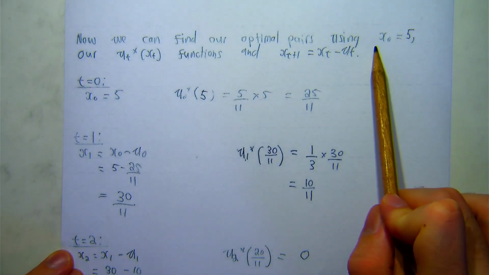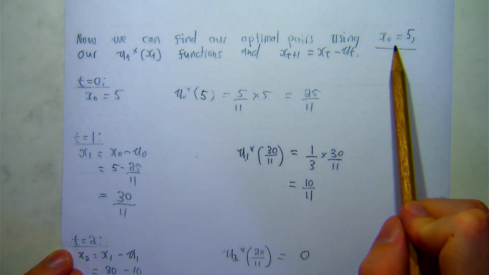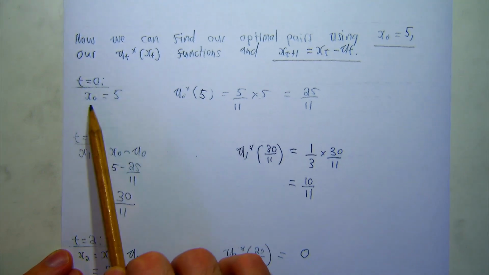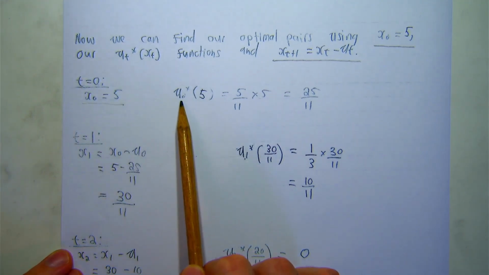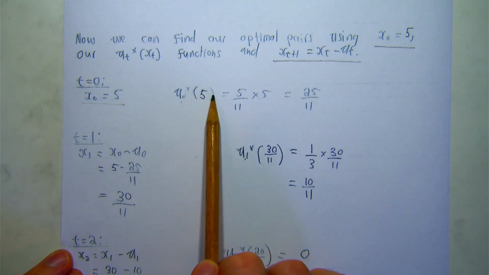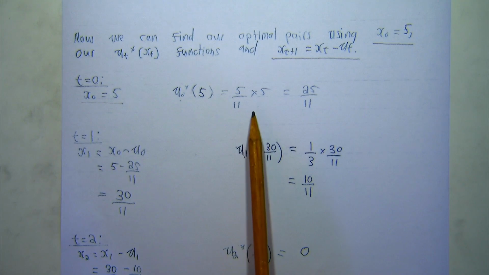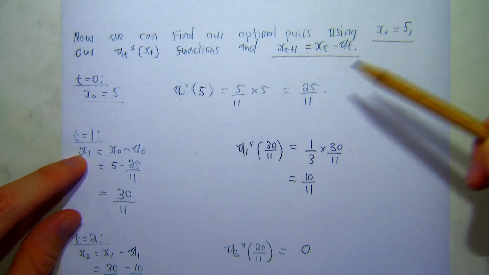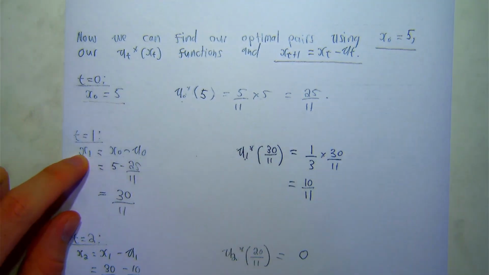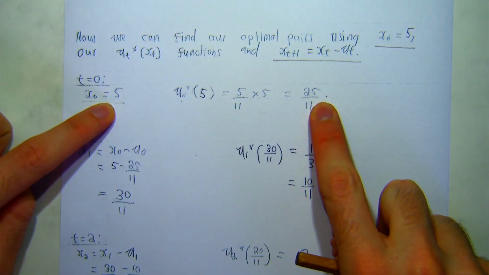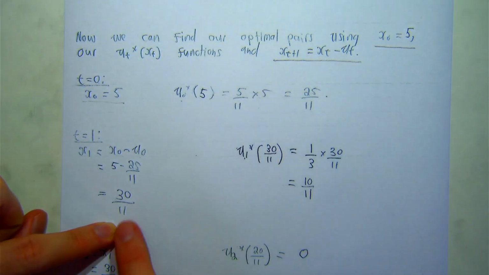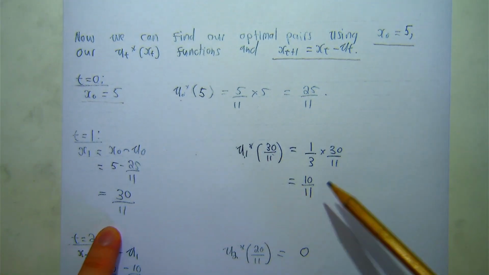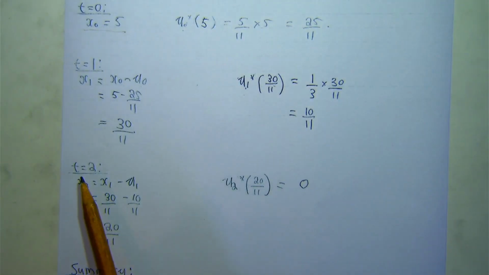So we know that x0 is equal to 5 at the start, and that our rule is governed by this. So when time is 0, x0 is 5, and we want to work out u0 in response to 5, which, using the rules from before, which I've just rewritten here, gives us 25 and 11. Okay, then x1, which is equal to x0 minus u0, we know what those are now. We just take 5 minus 25 and 11, and that gives us this. Then we plug that into our rule for working out what u1 should be in response to x1, which gives us this.